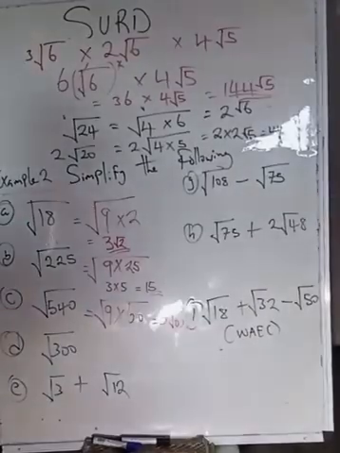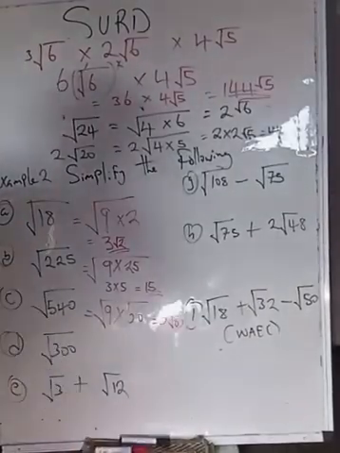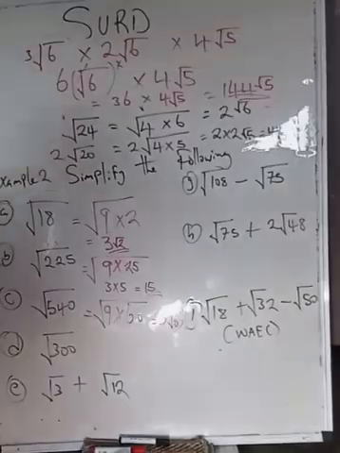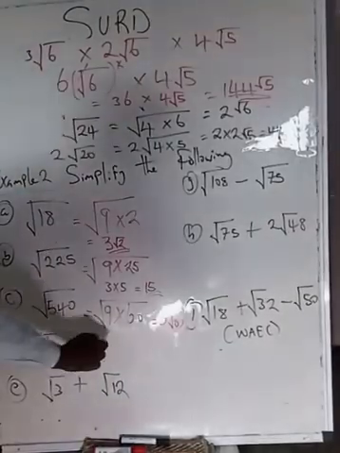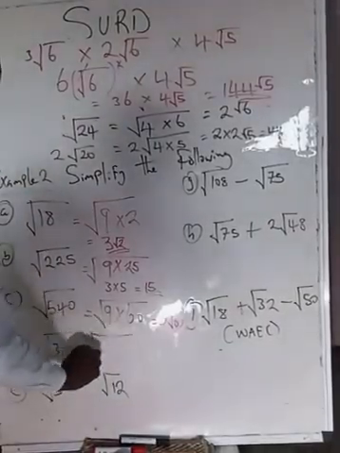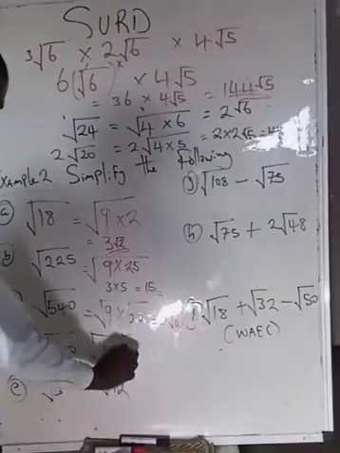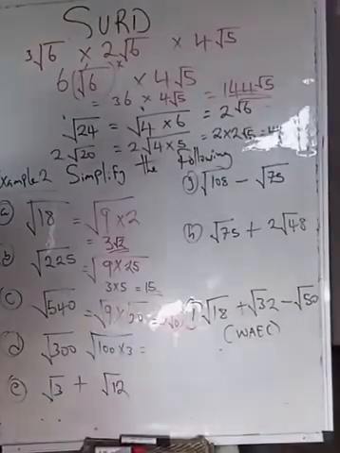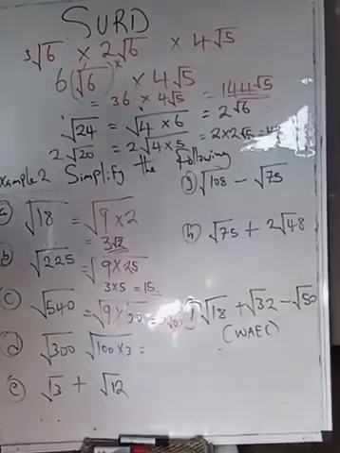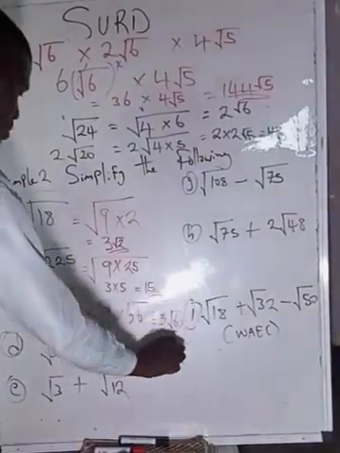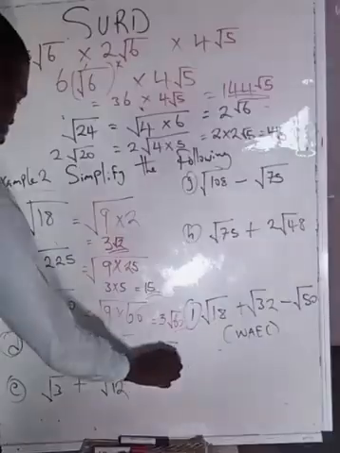And the next question, the square root of 300. We know that 100 is a perfect square. So multiply, this will be equal to 100 times 3, which is equal to the square root of 100, which is 10. 10 times 10 is 100. So this will be equal to 10 root 3.